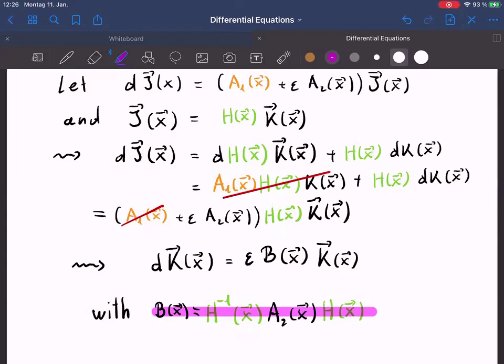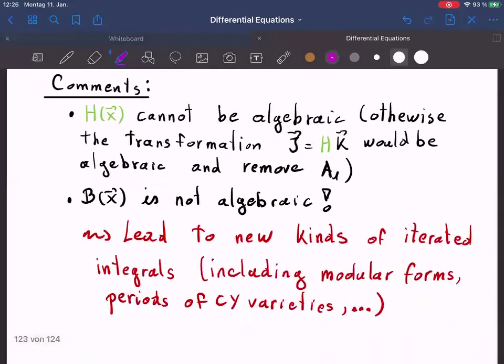So I have reached the canonical form still. But there's a crucial difference. Namely, the H that I've obtained cannot be algebraic, meaning it cannot be D-logs with arguments that are rational functions or square roots. It cannot. Why can it not? Well, if it was.